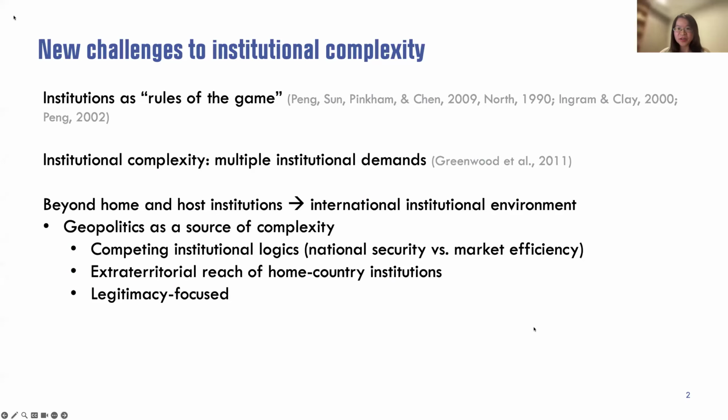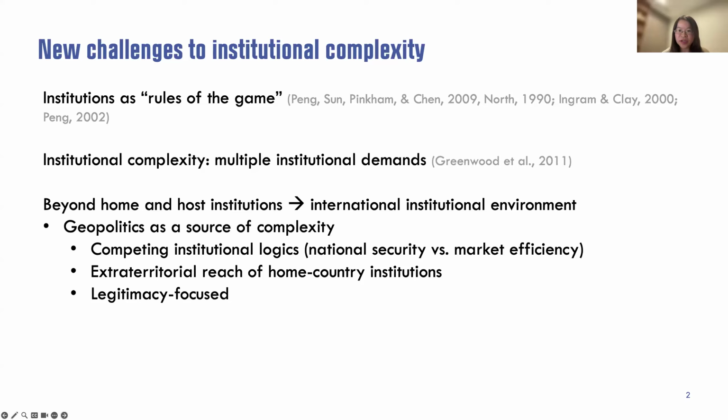So today I'm going to talk about the new challenges to institutional complexity and how they affect firm strategy nowadays. We all know that institutions matter for firms, and we also know about the importance of institutional complexity, where firms face multiple institutional demands. But I would like to propose that today's institutional complexity is even more complex. Firms face pressures not just from home institutions and host institutions. They also face pressures from an even broader environment, which is the international institutional environment.